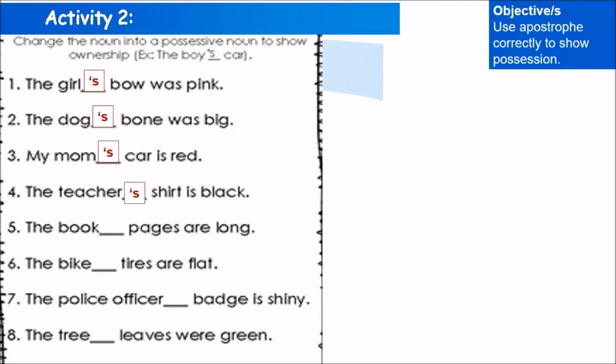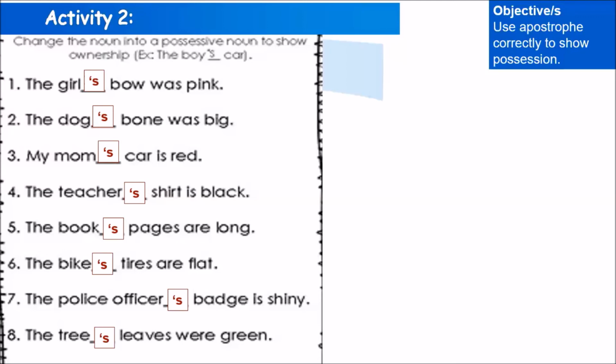The book, apostrophe S: the book's pages are long. The bike, apostrophe S: the bike's tires are flat. The police officer, apostrophe S: the police officer's badge is shiny. The tree, apostrophe S: the tree's leaves were green.